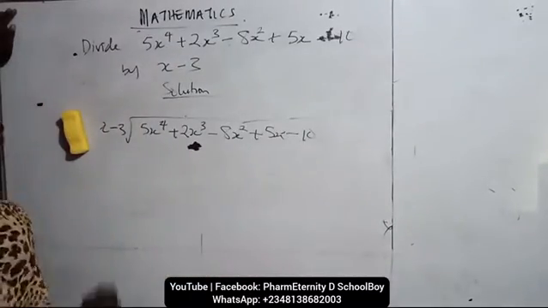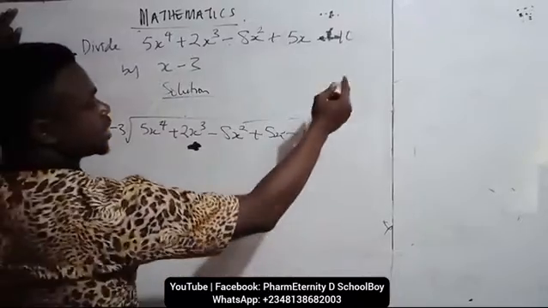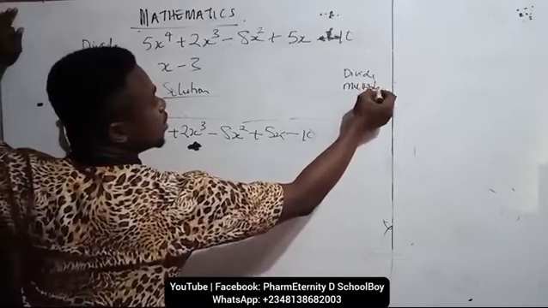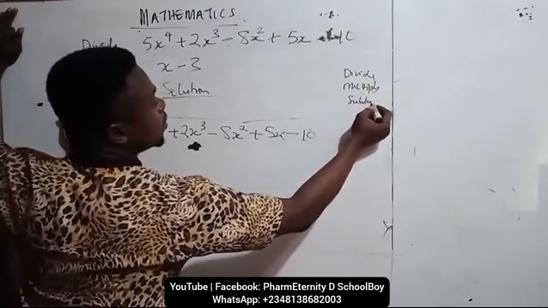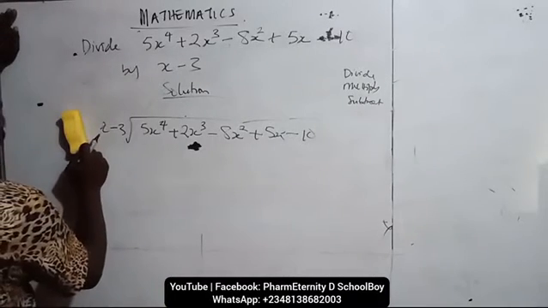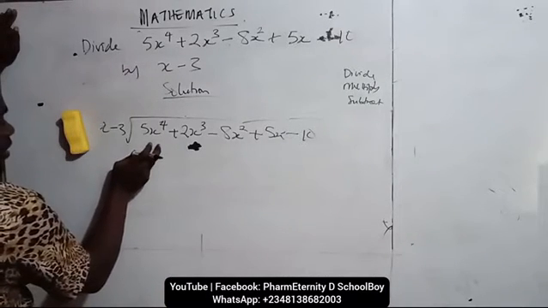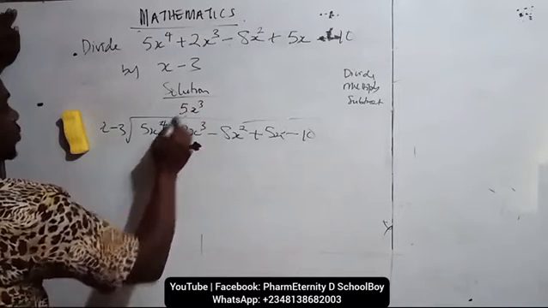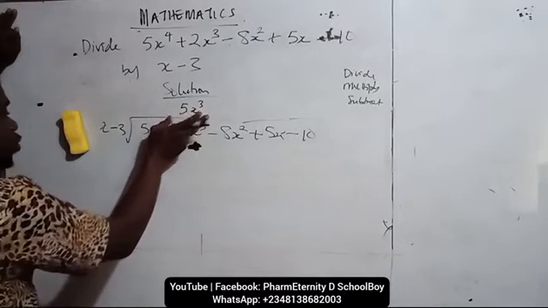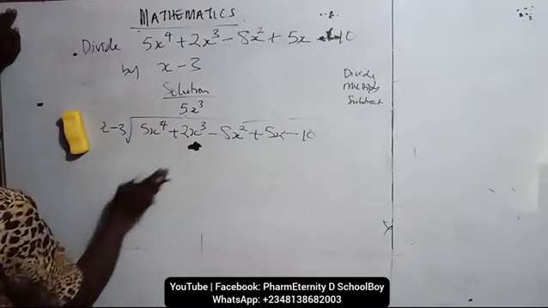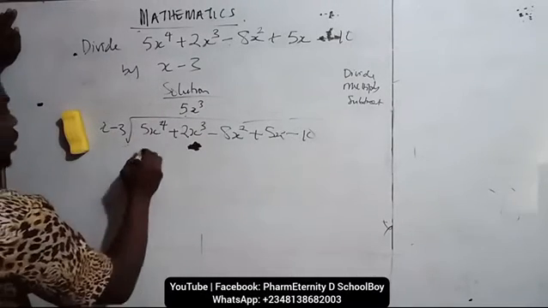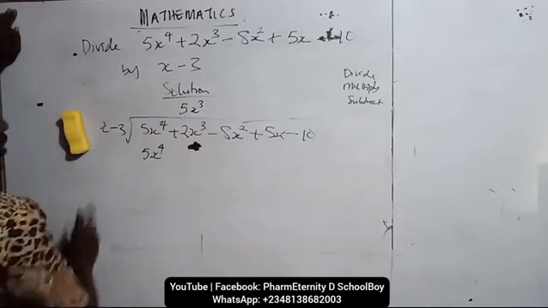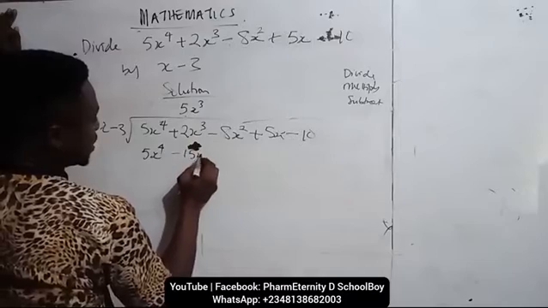Now let's go. This long division is just a series of divide, multiply, and subtract. So let's go. You first divide: use x to divide 5x to the power 4. This will give us 5x cubed. You then use 5x cubed to multiply the whole divisor. So 5x cubed times x gives us 5x to the power 4. 5x cubed times minus 3 gives us minus 15x cubed.